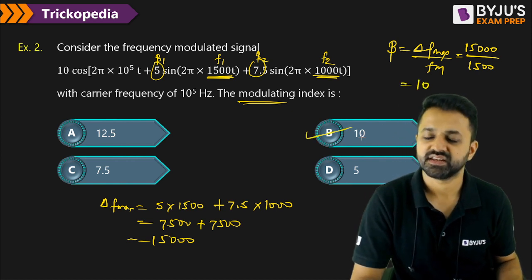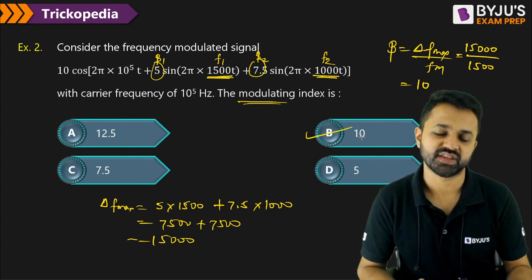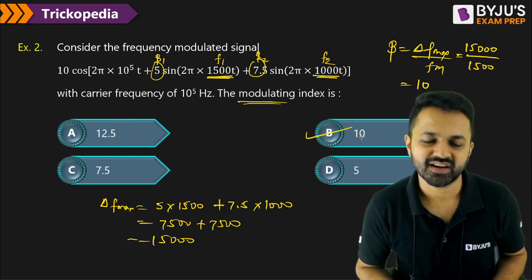The answer is 10. In this way you can very quickly calculate the maximum frequency deviation, and with the help of that you can also calculate the modulation index.